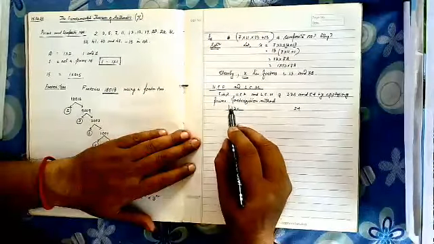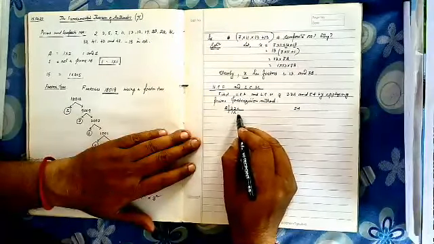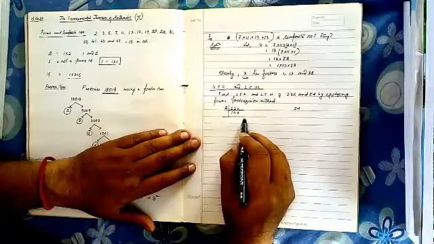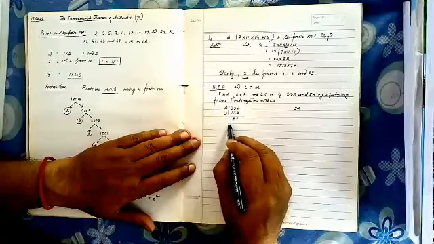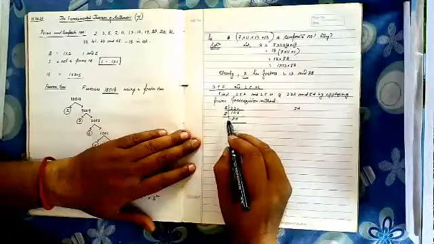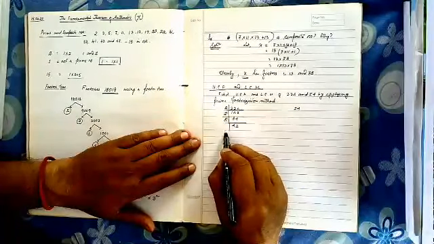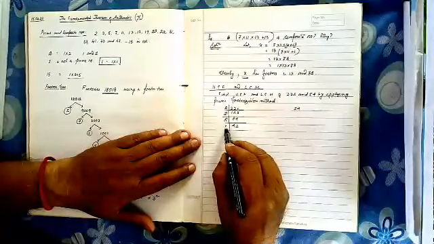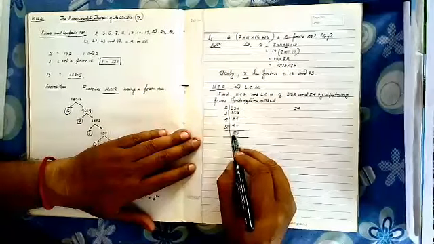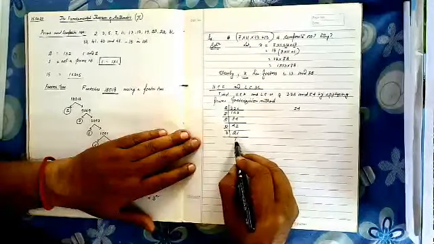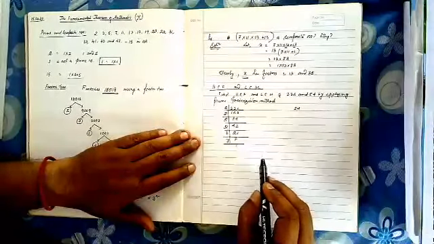So 336, first let us divide this one by prime factor 2. We will get 168. Again let us divide by 2, we will get 84. Again let us divide by 2, we will get 42. Again let us divide by 2, we will get 21. Of course, now we will divide this by 3, we will get 7. Now 7 is divisible by 7 and 1.